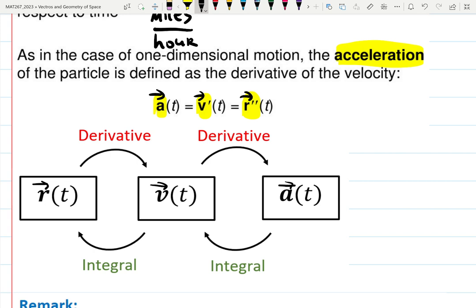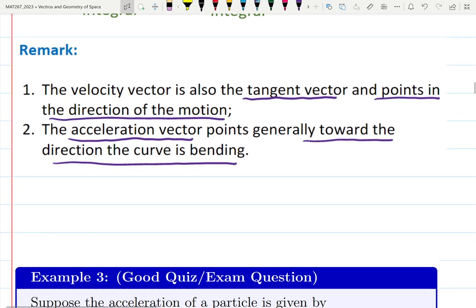Remark: the velocity vector is also the tangent vector and points in the direction of the motion. The acceleration vector points in the direction the curve is bending. So acceleration describes the bending of the curve as well, because the first derivative describes how fast something is changing. The second derivative describes concavity, if you remember, concave up, concave down. So the second derivative, or acceleration, is a vector that points towards the direction the curve is bending. Bending, that's concavity. Those are the remarks I have here.